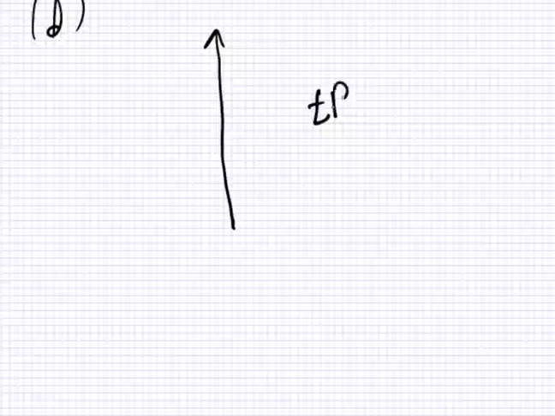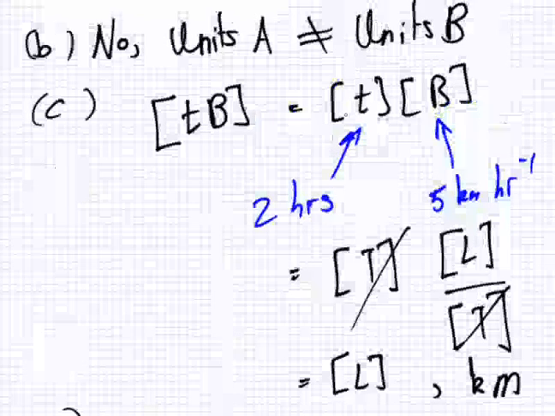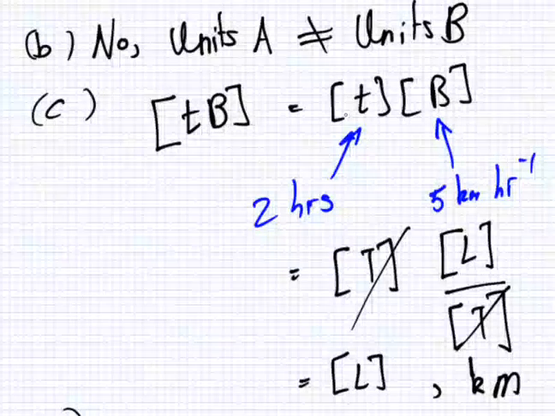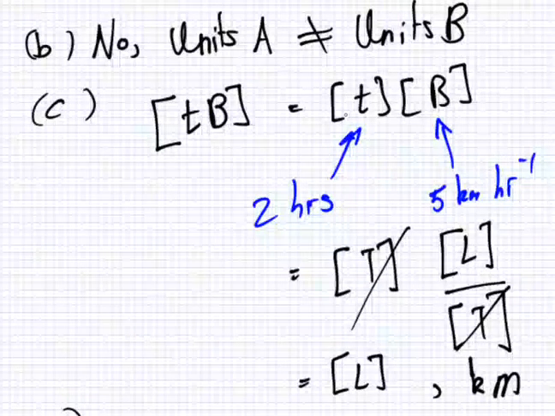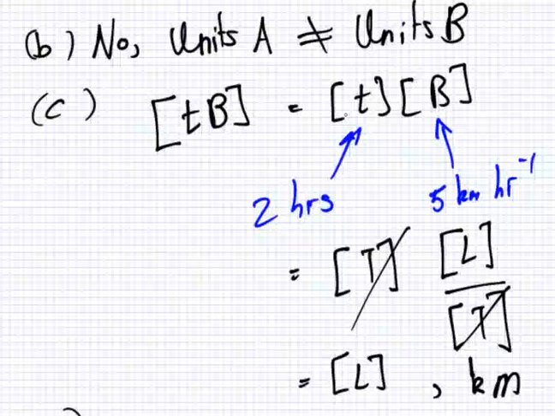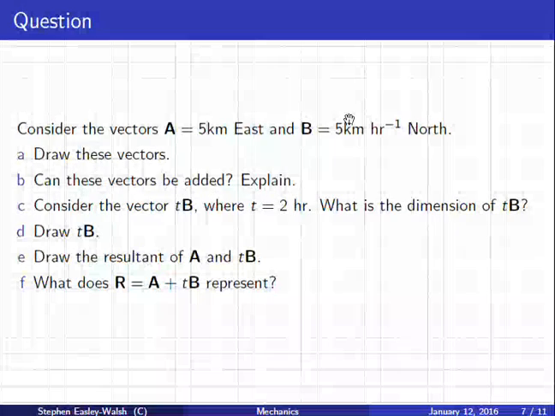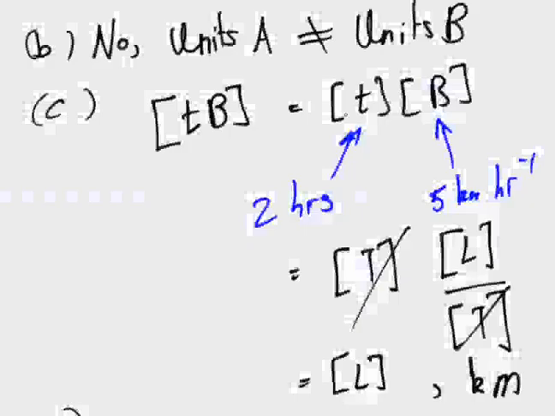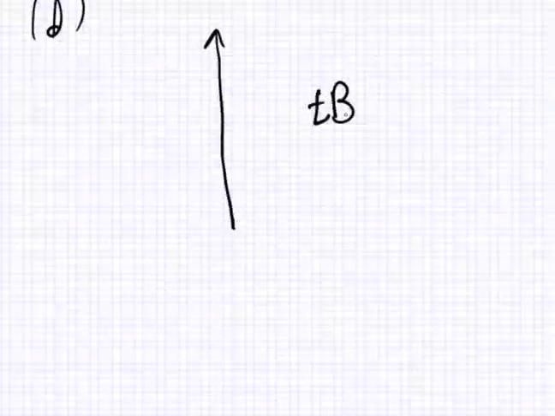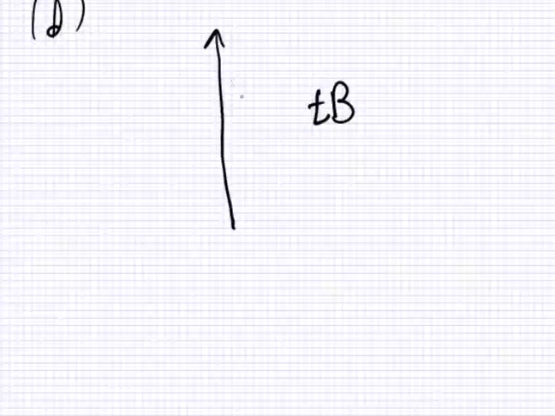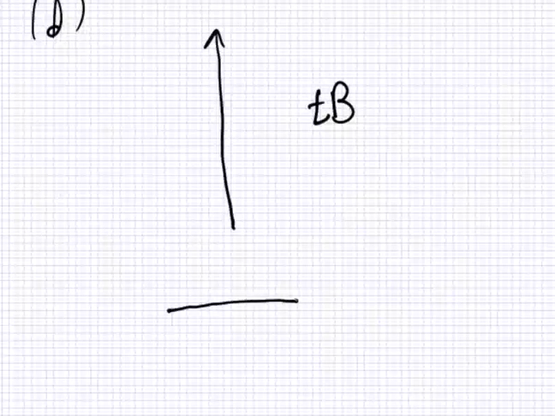Yes, because they are both vectors. And the right answer is no. But why am I saying no? Because they are different units. Yeah, so it doesn't matter that they're vectors. What's more important is that they have the same units. So in fact here we say no, because the units of A, or the dimension of A, does not equal the units of B, which means it's not possible to add them.